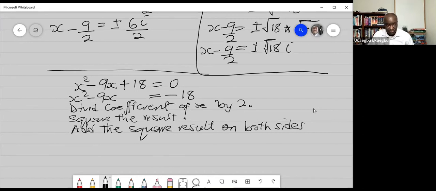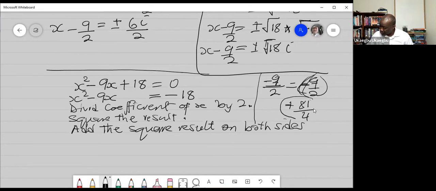So I'm going to divide this negative 9 by 2. Negative 9 divided by 2 gives me negative 9 over 2. Then square this. If you square it, it's going to give you positive 81 divided by 4. Then add the squared value to both sides.